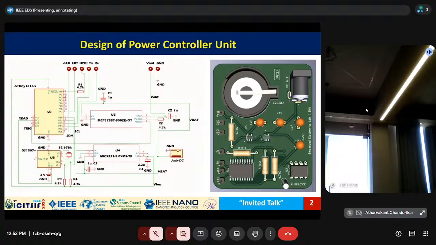So you can program this ATtiny to turn on the power supply either periodically, like you can fix the time period, or at a particular time instant. All those things we can program here.